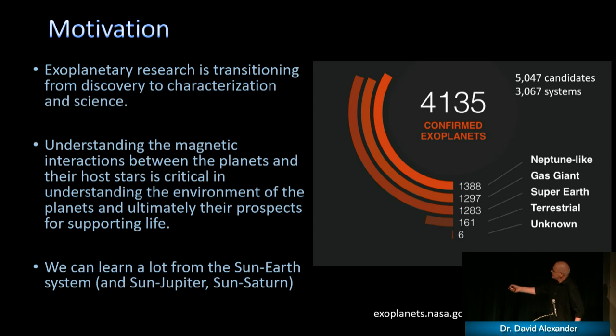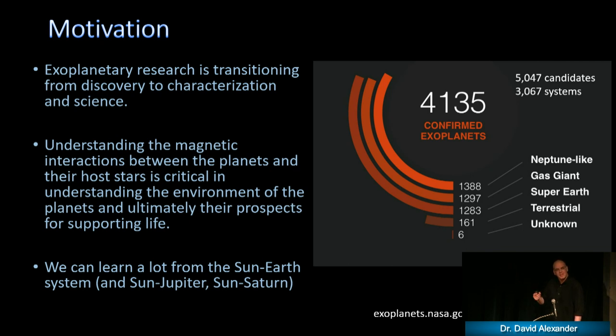So when you see confirmed planets, that has been suggested by something like Kepler, perhaps a mission called TESS, and been confirmed by ground-based observations. So these are real planets. There are 5,047 candidates, which means there's another 912 that have not yet been confirmed, and they may not be planets. You've got to be very careful with the observations, and I'll go through that in a second. And of these 4,135 planets, these planets are in 3,067 systems. These numbers are going to change.